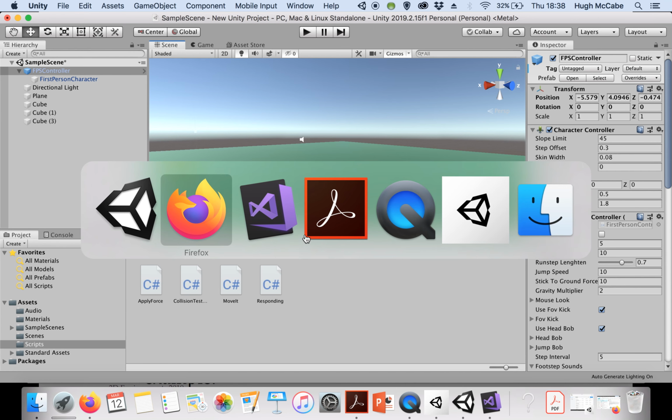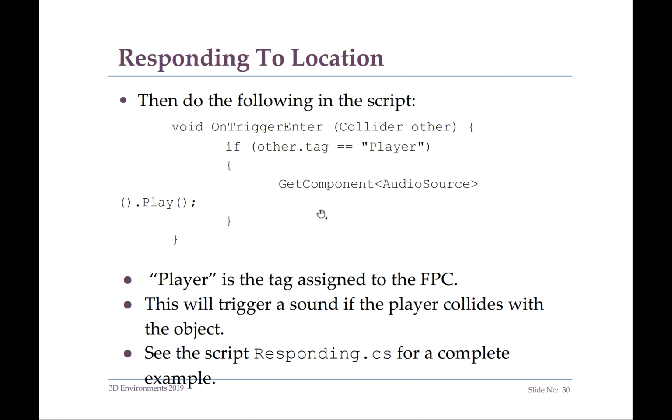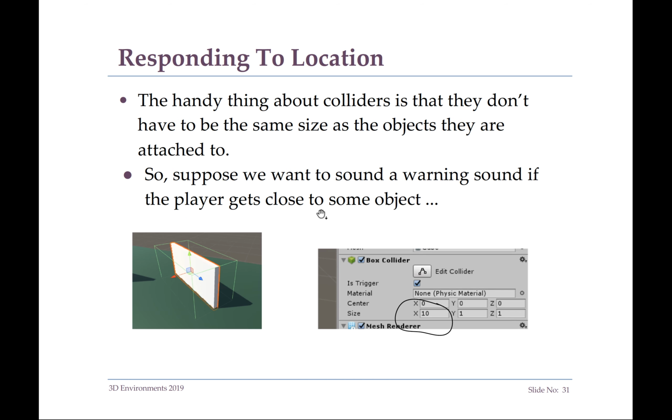And we can use triggers to do all sorts of things. To go back to the lecture for a moment, the handy thing about colliders is that they don't have to be the same size as the objects they're attached to. So that's what I just demonstrated there. If we want to sound a warning sound if the player gets close to some object, we can do it. Colliders can also be different shapes. They don't necessarily have to be boxes.